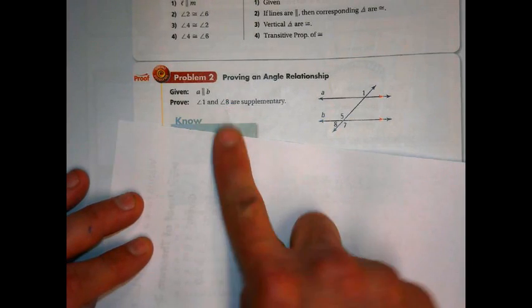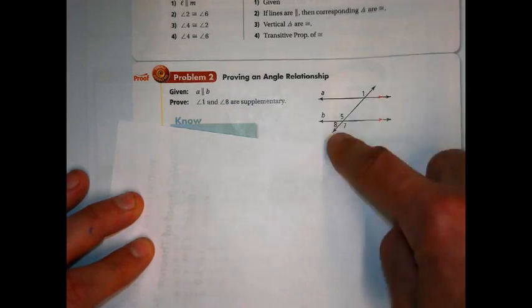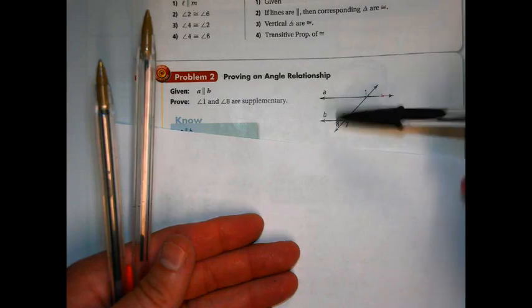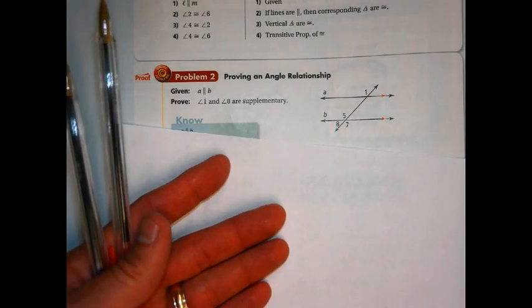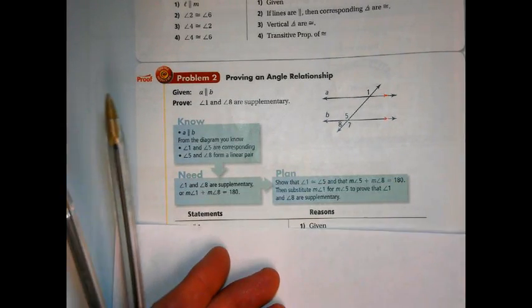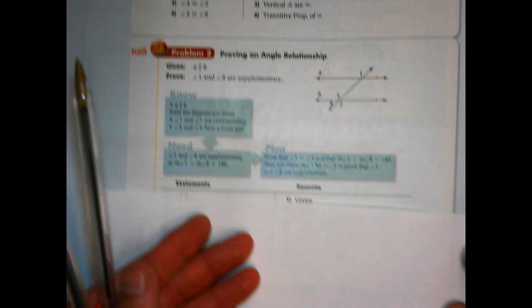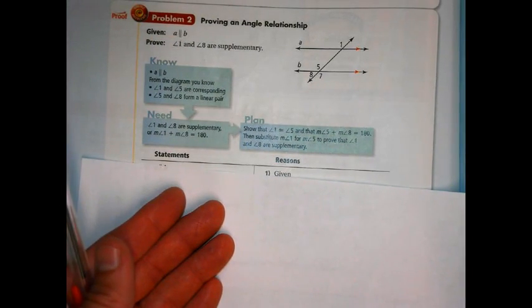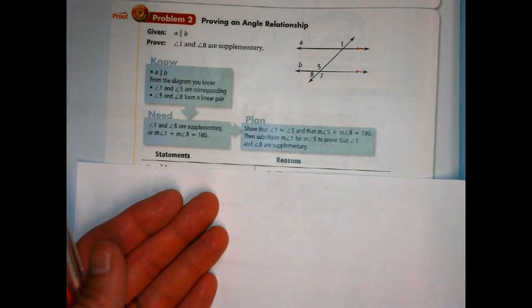You see them? Here's angle 1. Here's angle 8. We're going to prove that they're supplementary. So how do we do that? You can read about the plan and stuff, but I'll explain. Now, in a proof, we're setting up statements and reasons, right? And what do we start with? We start with given. What's given? A is parallel to B.